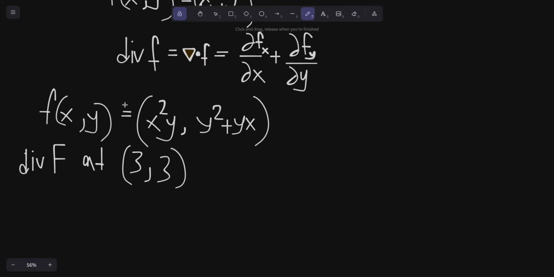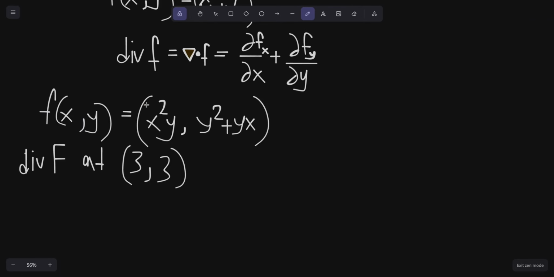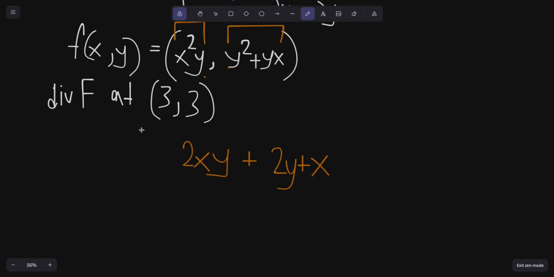And so how would we do this? Well, it looks like for our x component here, if I want to take the derivative of x squared y with respect to x, I treat the y as a constant, I do the power rule, and I would get 2xy. And then for my other part, this is going to be the f of y part, the vector field in the y direction. And so if I take the partial derivative of this with respect to y, I will just get 2y plus x.